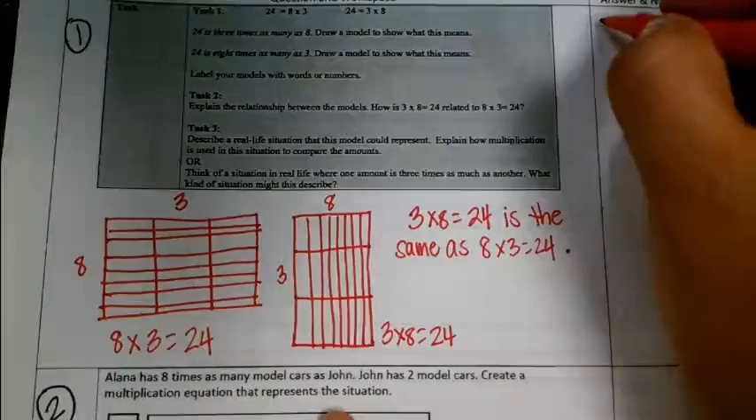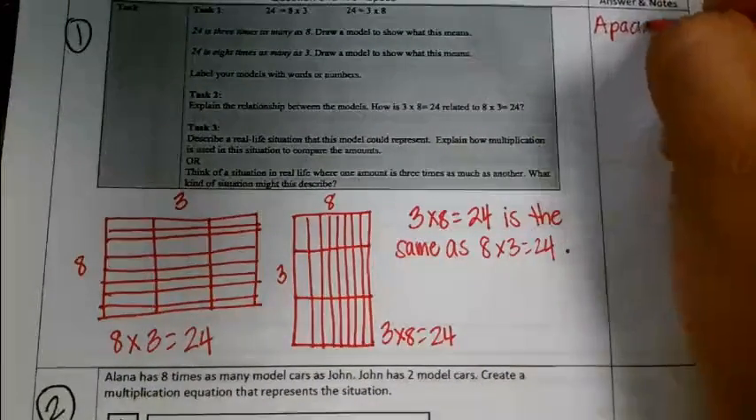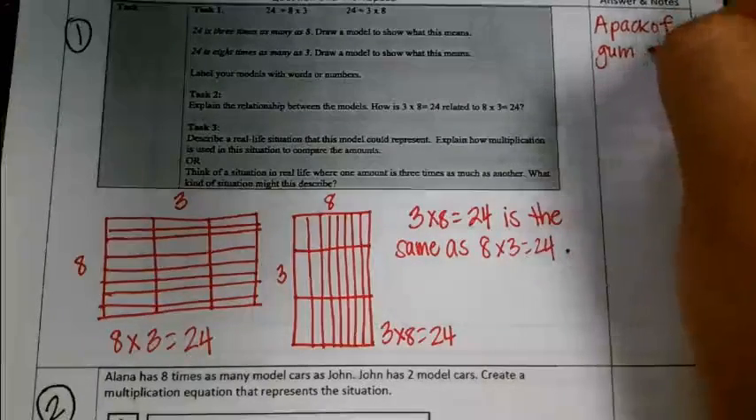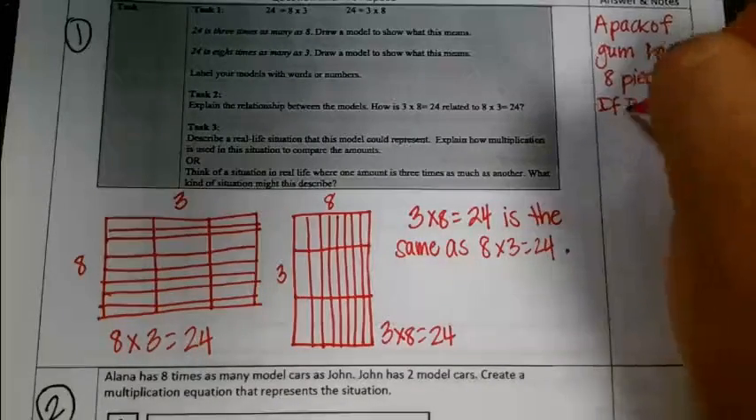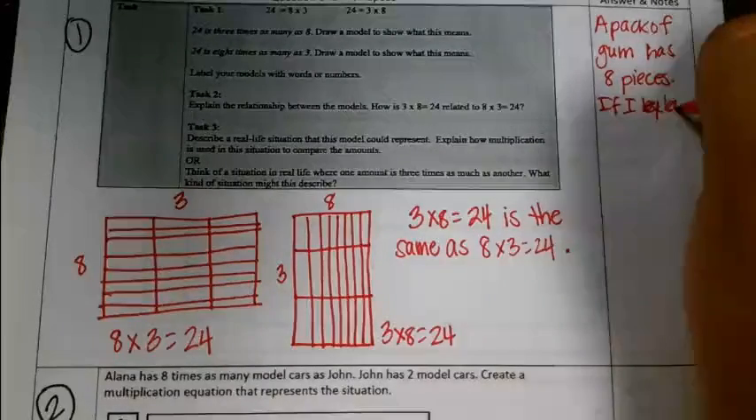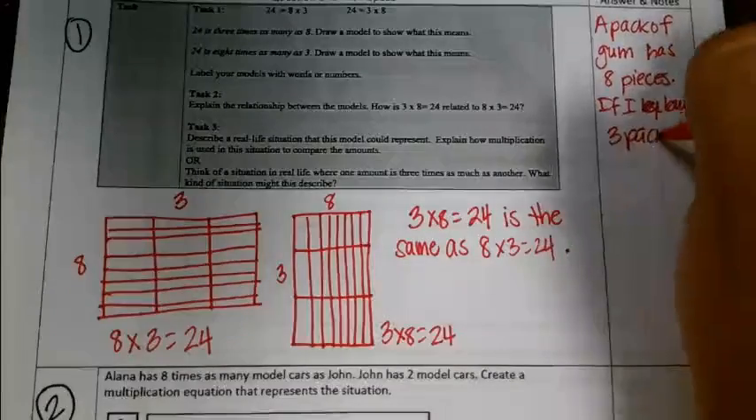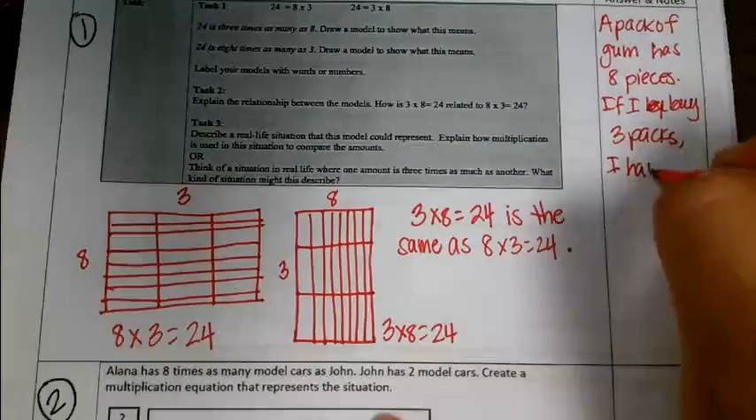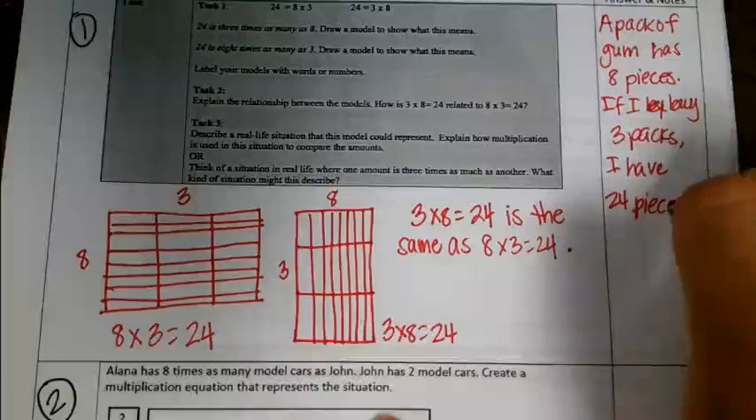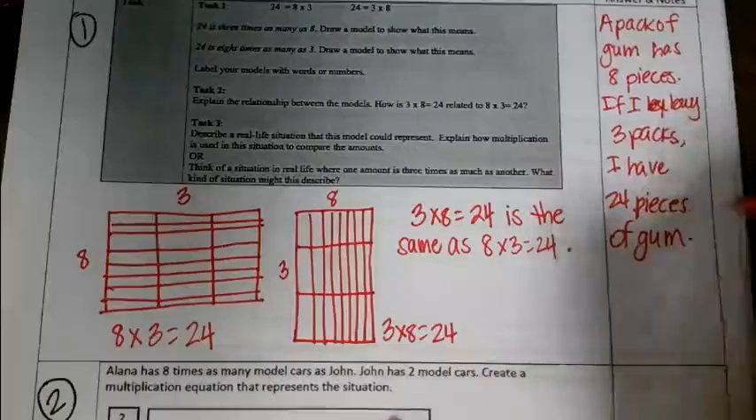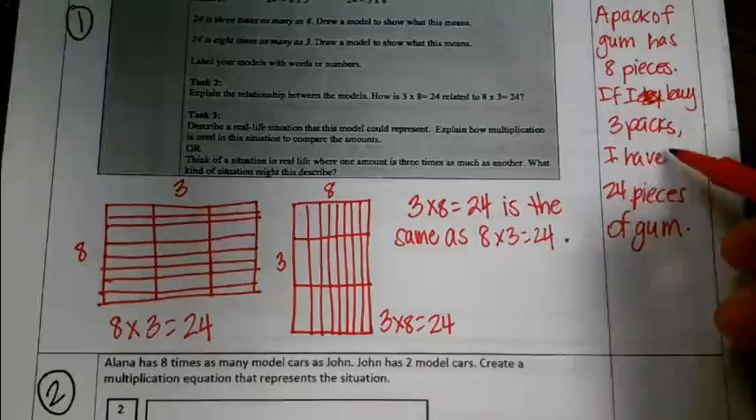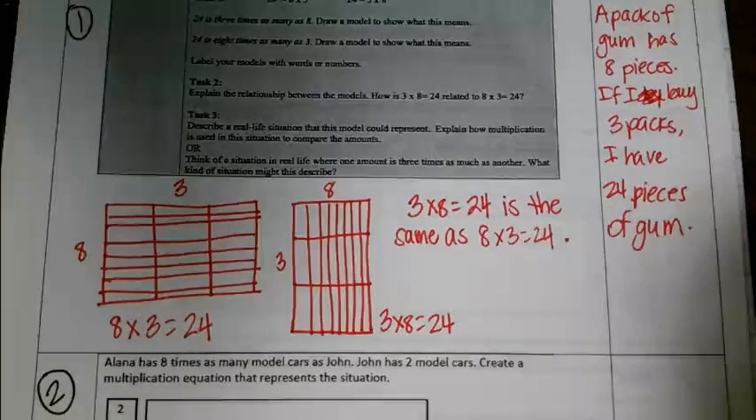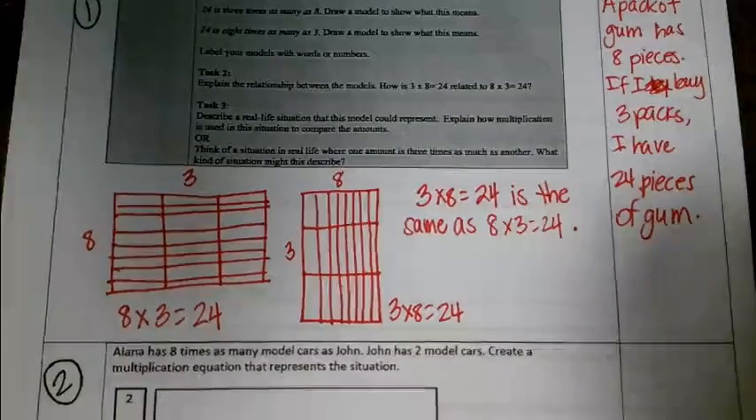Now, I'm going to write task 3 over here. A pack of gum has 8 pieces. If I buy 3 packs, I have 24 pieces of gum. Okay? So that's pretty much what we're looking for. If I buy 3 packs, I have 24 pieces of gum. Okay? So that's an example.